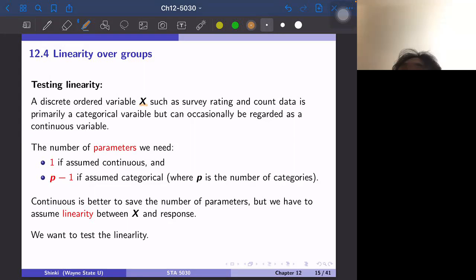If we regard x as a continuous variable, we only use one parameter: beta 1 times x. But if we regard it as categorical, then we have p minus 1 parameters if we have p categories. Basically, we have one baseline, and the baseline is absorbed by the intercept. If we have p groups, p categories, then we have the indicator variable for x being the second category, with beta 2, plus beta 3 times the indicator variable of the third category, up to the indicator variable for the p-th category. So we have p minus 1 parameters. We don't have x equal to 1 because the baseline is included in the intercept. So we need a lot more parameters. That's the negative side.